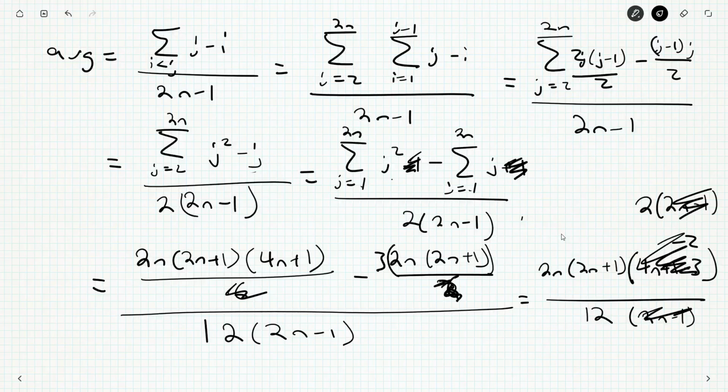So now this and this cancel. I get this 2 and this 2, and these 12s cancel to give 3. So n times 2n plus 1 all over 3 should be my answer. So the average value is going to be n times 2n plus 1 all over 3.